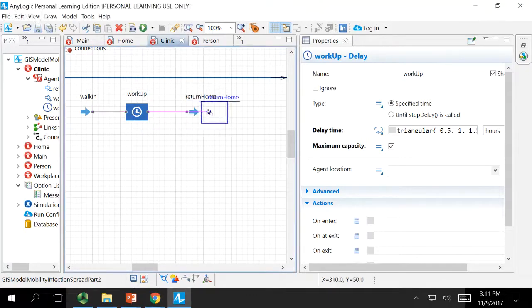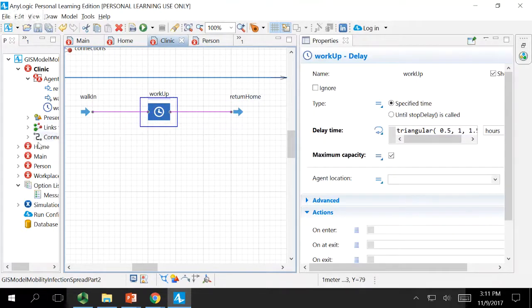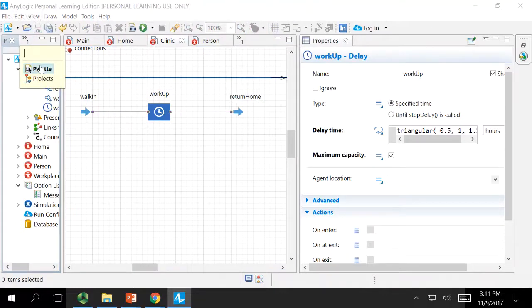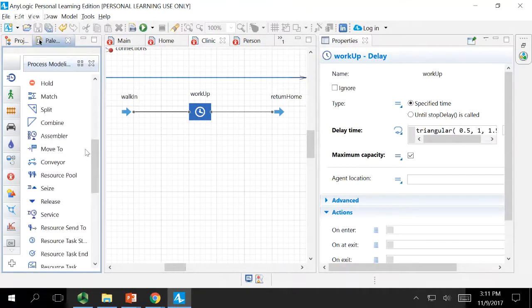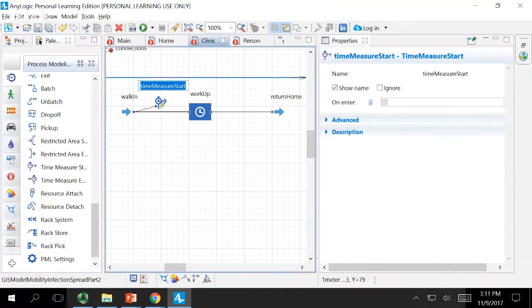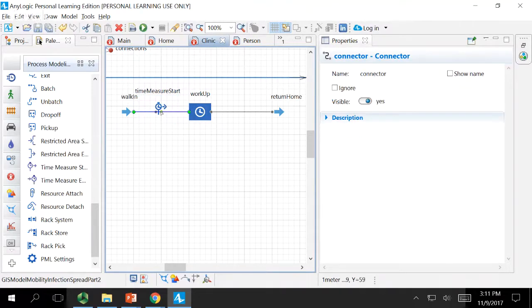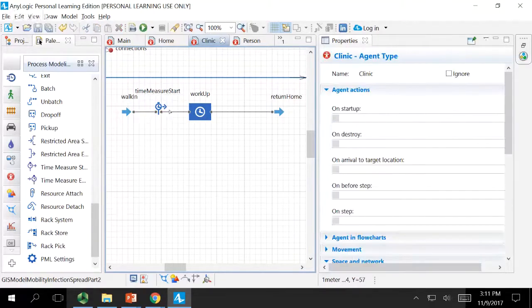I'd like to put in place, first of all, a little bit more space between walk-in and return home. And I'd like to copy in here from the palette something called time measure start and time measure end, okay? Oops, meant to do time measure start first. If you create it here and bring it down here, it won't properly wire it up, but there should be a way that it's all wired up. Here we go. Okay, we have two wires.